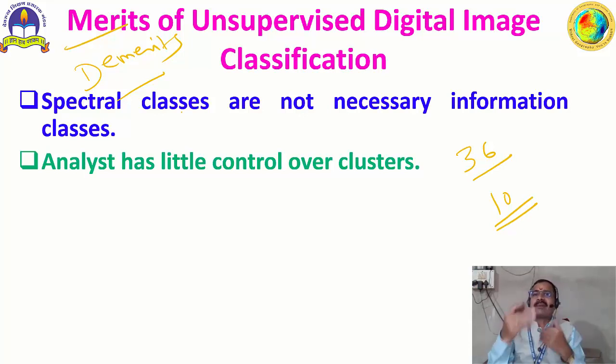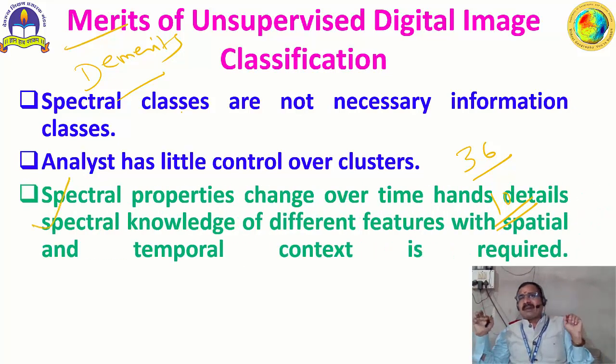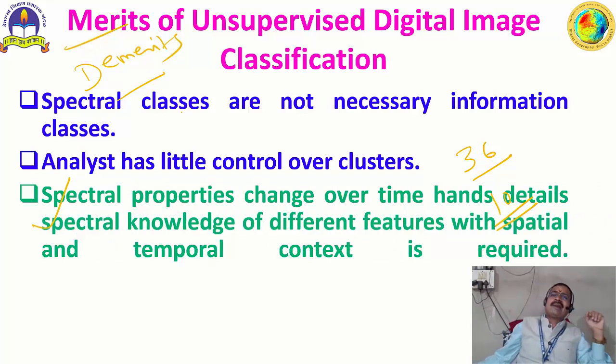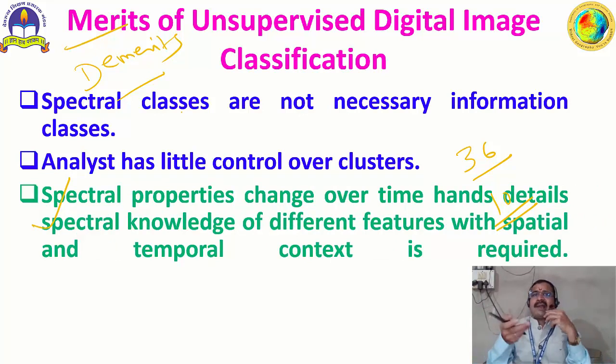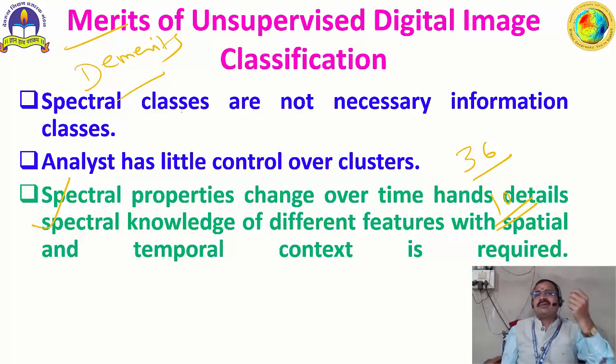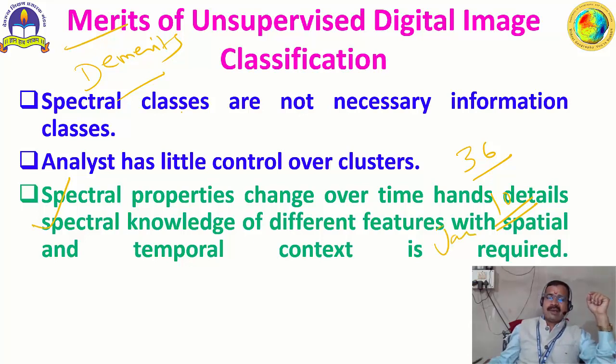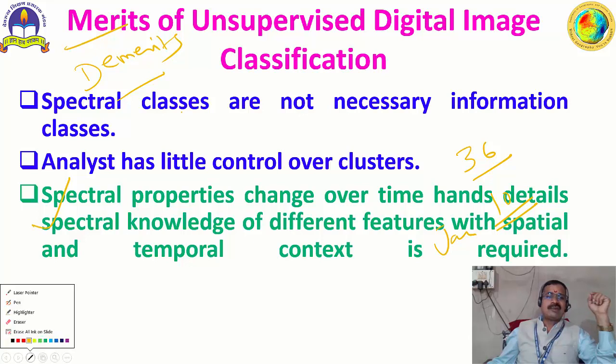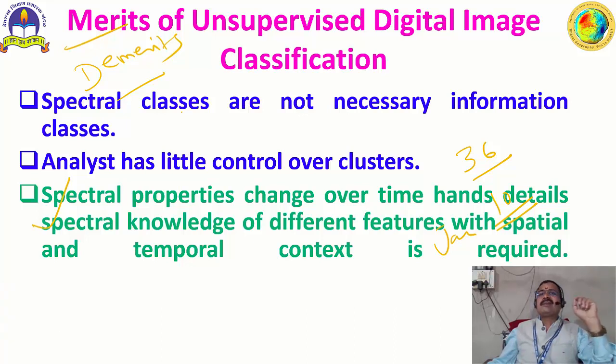If you increase the number of clusters, the accuracy of your unsupervised classification, I mean the information class accuracy, will be more. Then the spectral properties of each and every object are changing with the march of time, and it has spatio-temporal context, or you can say it has variation with the spatial and temporal context. For example, if you look at the vegetation, the spectral signatures in the month of January, then in the month of February, in the month of March, April, September, October, etc., the signatures will change with the march of time.